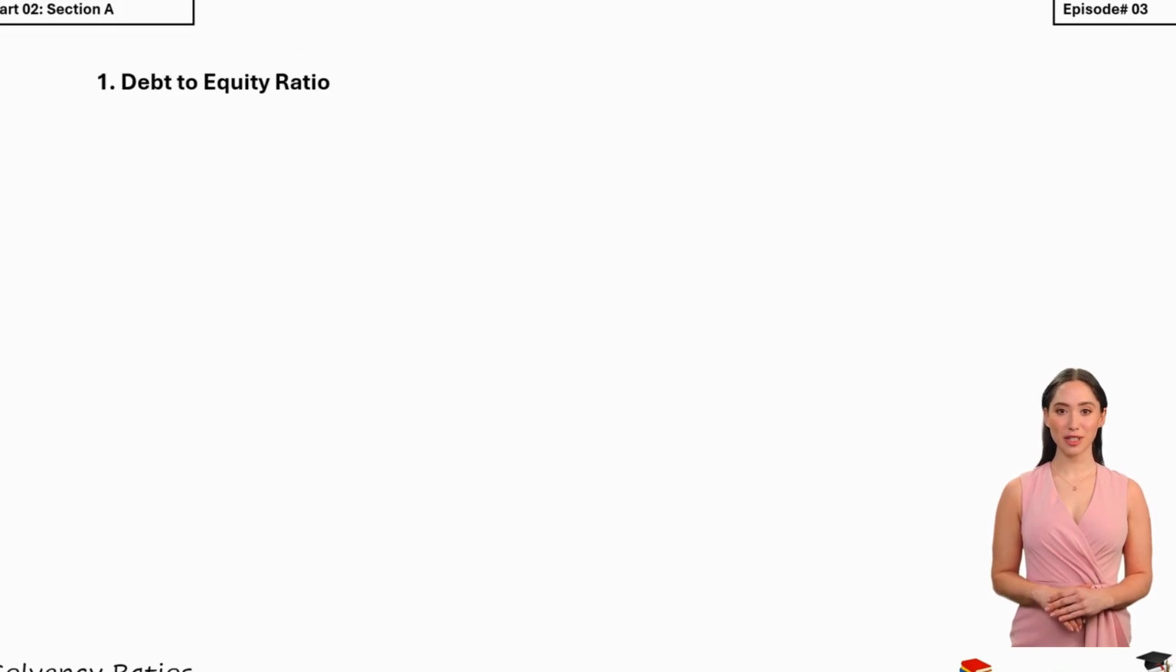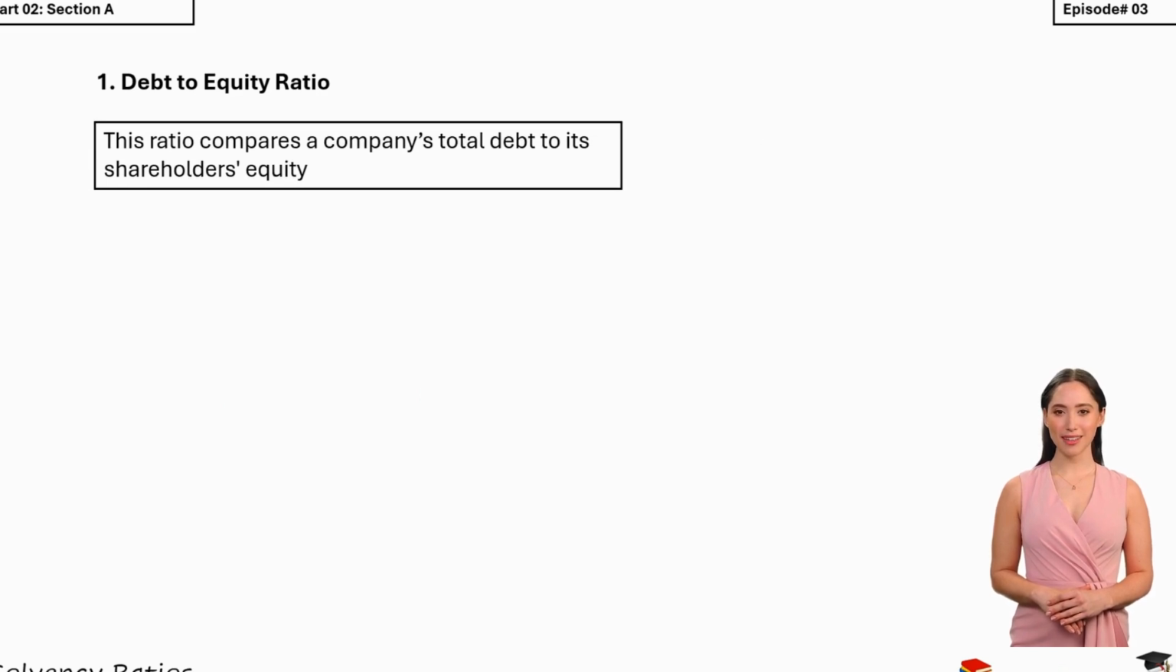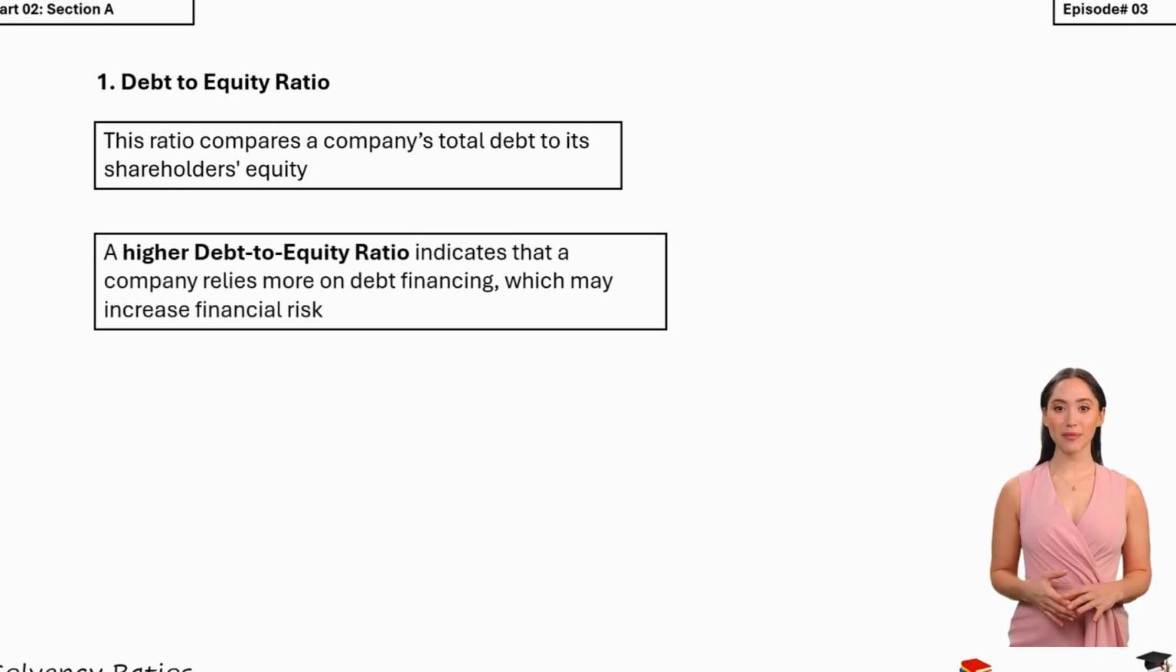This ratio measures the financial leverage of a company by comparing its total debt to shareholders' equity. It shows how much debt a company is using to finance its assets relative to the equity contributed by its shareholders. The debt-to-equity ratio is crucial because it helps assess financial risk. A higher ratio means the company relies more on debt, which increases financial risk as higher debt levels lead to higher interest obligations. On the other hand, a lower ratio indicates lower financial risk since the company is primarily funded by equity, making it less vulnerable to debt-related pressures.